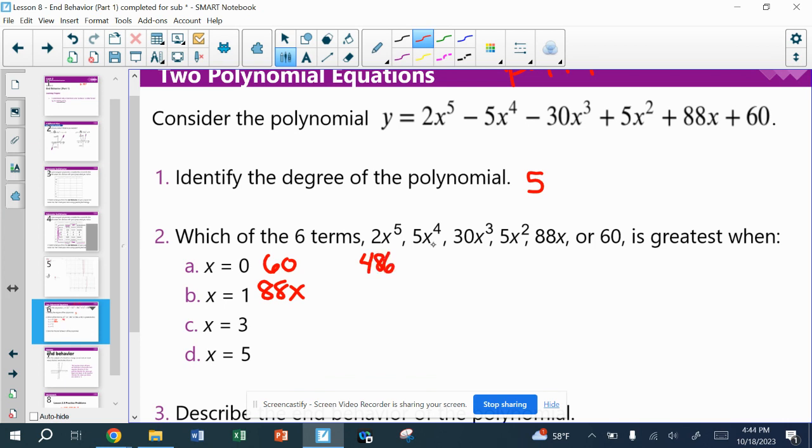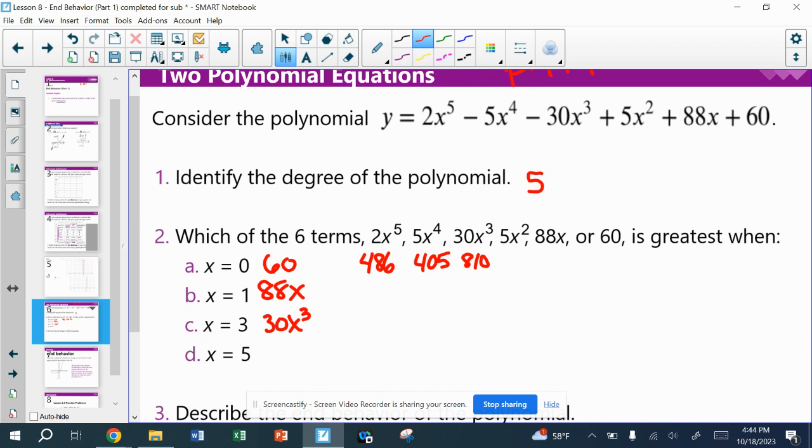When I put 3 into the next one, 3 to the 4th power, that's 81, times 5, that's 405. 3 to the 3rd power is only 27, but 27 times 30, that number is 810. None of these other ones are going to get anywhere close to that. So 30x cubed is going to be the biggest one there.